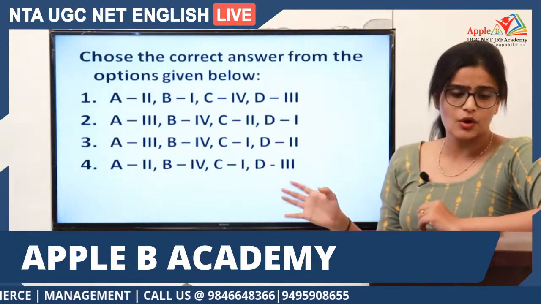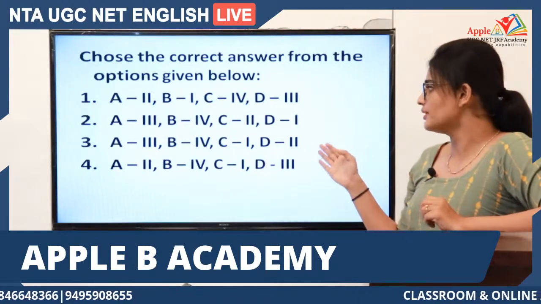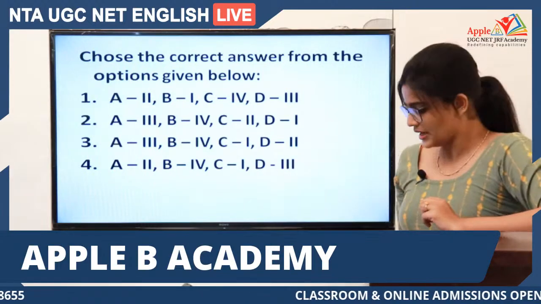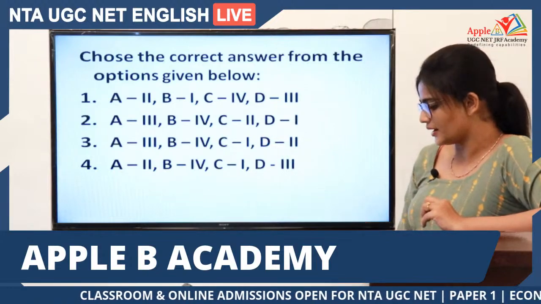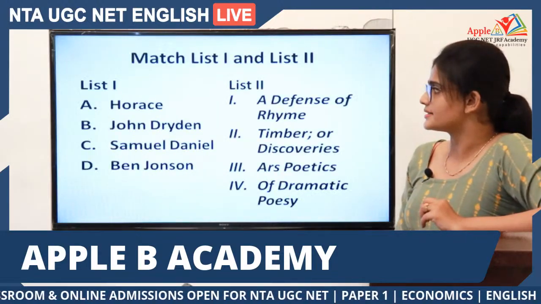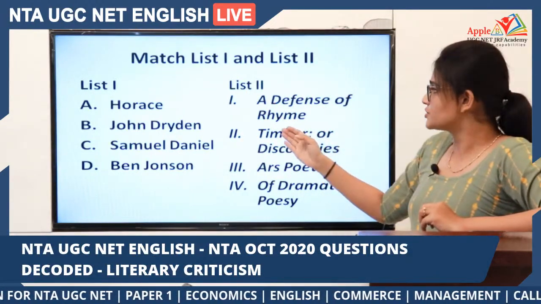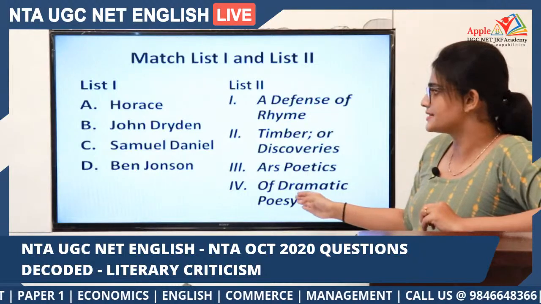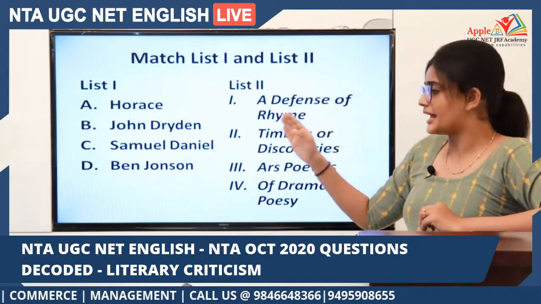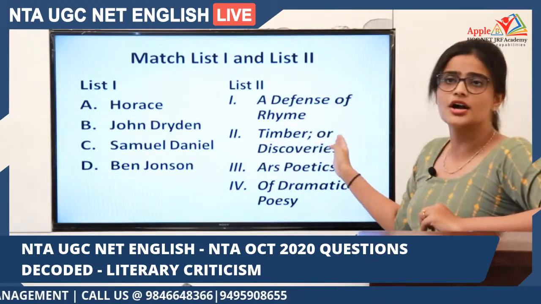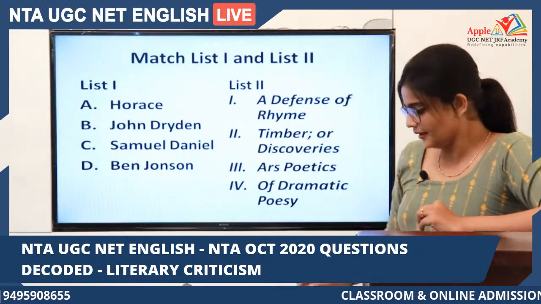Now we have the options. As we all know, the answer is option 3, that is A3, B4, C1 and D2. Let's go back to the question. We have Horace, who wrote Ars Poetica. John Dryden can be matched with Of Dramatic Poesy. Samuel Daniel can be matched with A Defense of Rhyme. And Ben Jonson goes with Timber or Discoveries. So that is the correct answer. I hope it is clear.